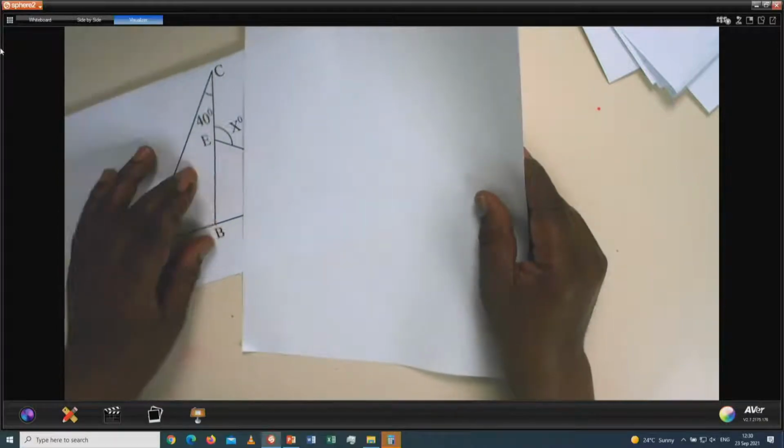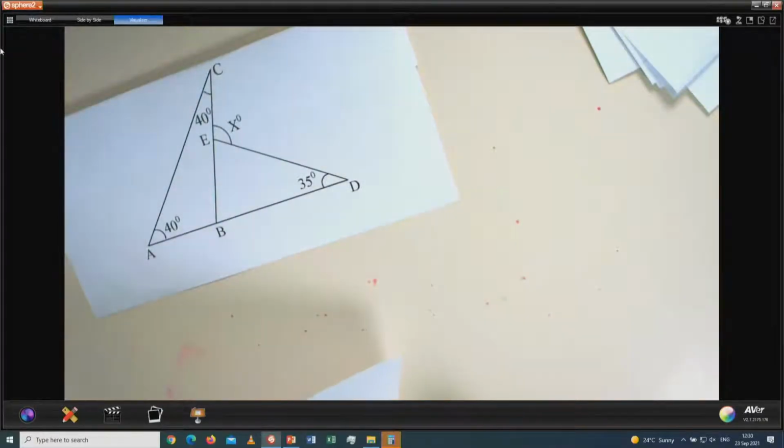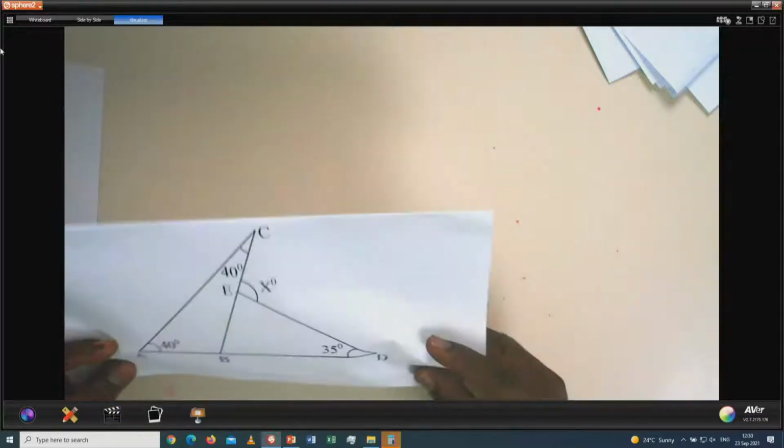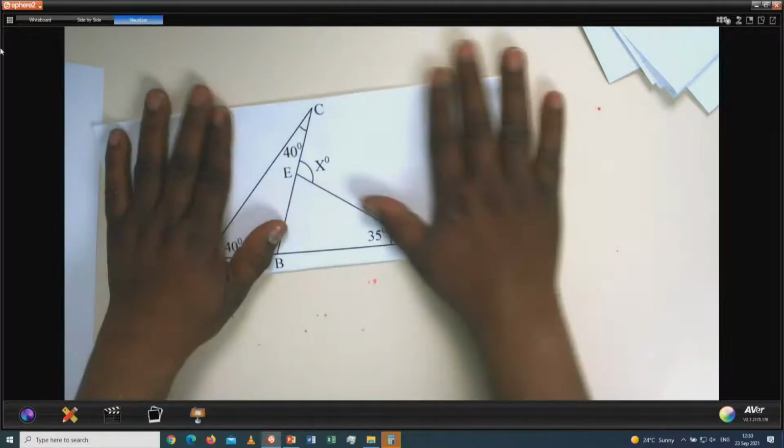We are looking for x. Your question is: is x related to this triangle, the bigger one? No. Is x related to the small one? Yes. And then what is the relationship? Let's look at that relationship. Remember, maths is a step-by-step process.